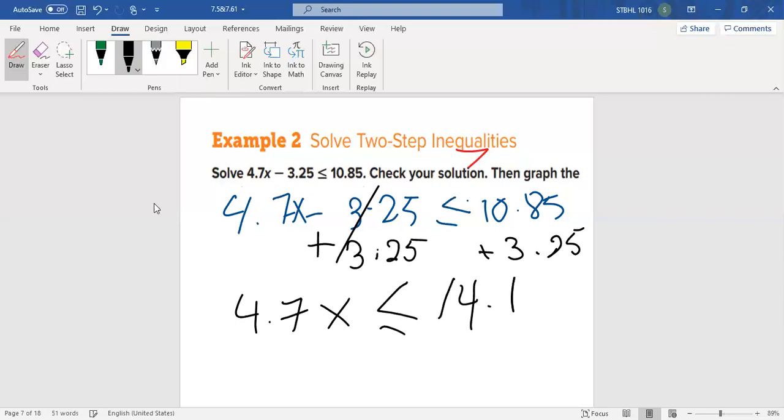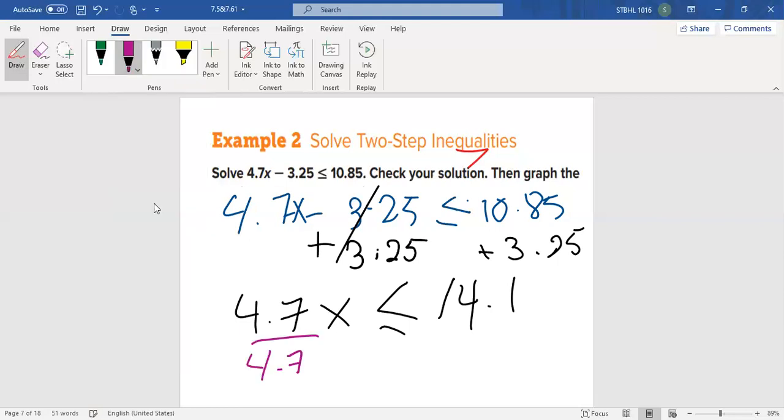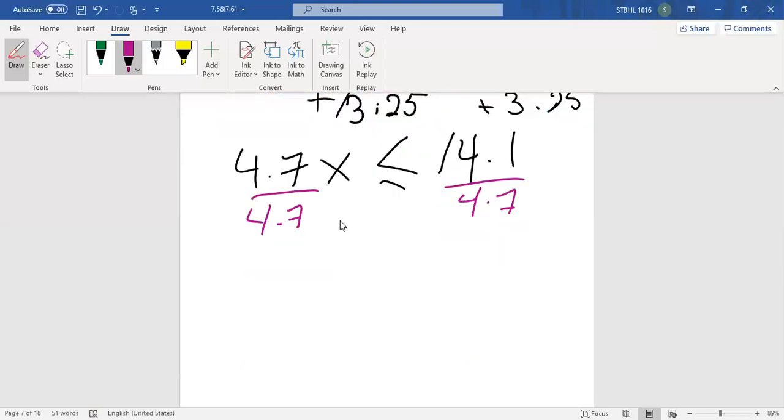Now what am I going to do? I'm going to divide over 4.7 both sides. And be careful, focus. I divided over what? Positive or negative coefficient? Yes, of course, I divided here by a positive coefficient, so I will not change the inequality sign. The inequality sign will be the same. So 14.1 divided by 4.7, it's going to be 3.